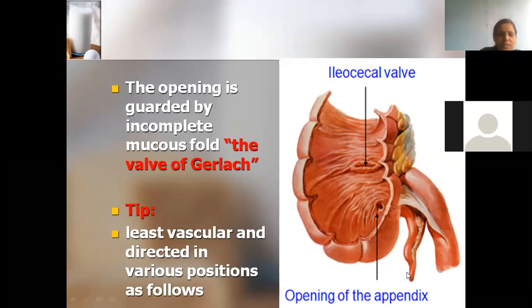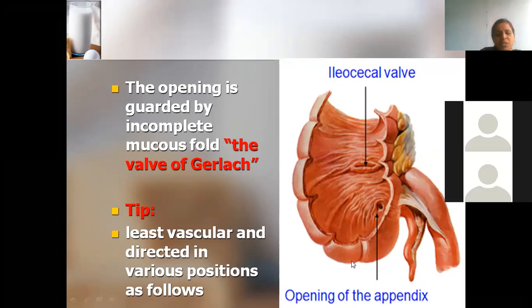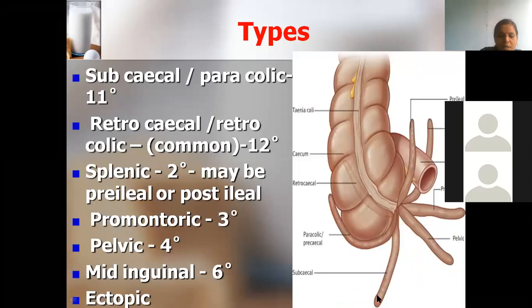Least vascular in the sense that we do not have much blood supply over here, and we have various positions of the tips. So what are the various positions? Positions of the appendix can be a 3 marks or 5 marks question. Below the cecum, you call it subcecal. If it is moving towards the spleen, you call it the splenic position, which can also be called the 2 o'clock position.